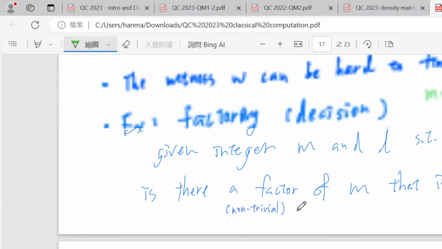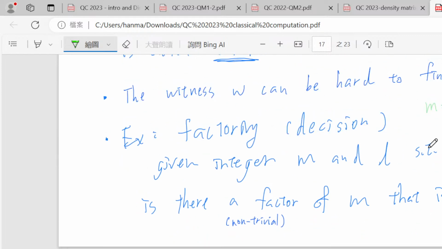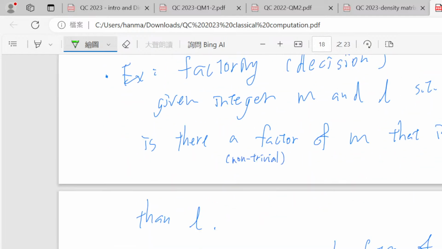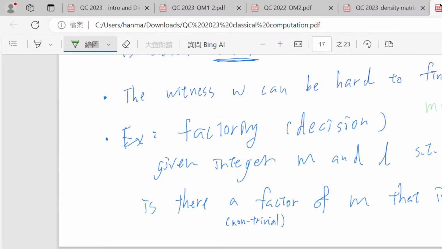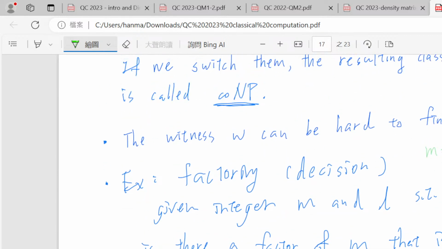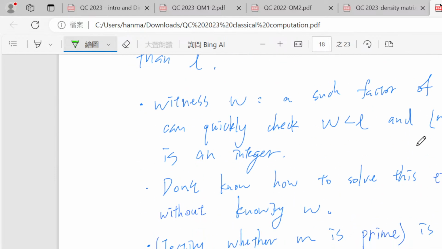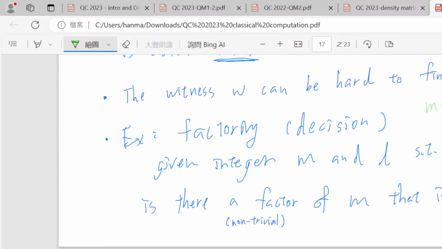And what's a witness for factoring? You have some factor p. If you actually factor this m into some p smaller than L, then it's easy to check that your p is smaller than L, and then you can just divide m by p and find out that q is an integer. So this w is really one of the factors p.